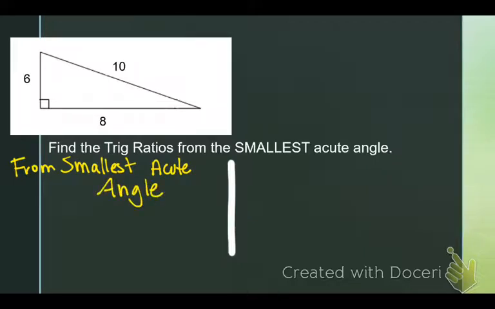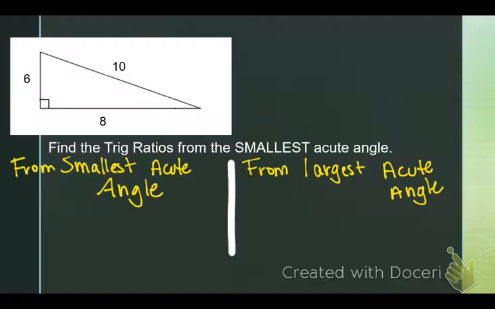And then in a minute, we're going to find it from the largest acute angle. It will make sense in a second. Acute angle. So your perspective matters. It's going to change what you call opposite and adjacent. That's why this is the way we're going to set it up. So we're using this first triangle, and we're going to write the trig ratios, sine, cosine, and tangent, from the largest acute angle and the smallest acute angle.